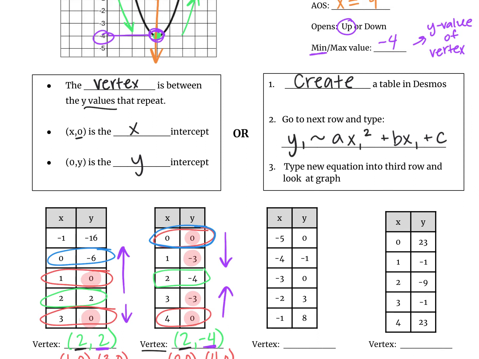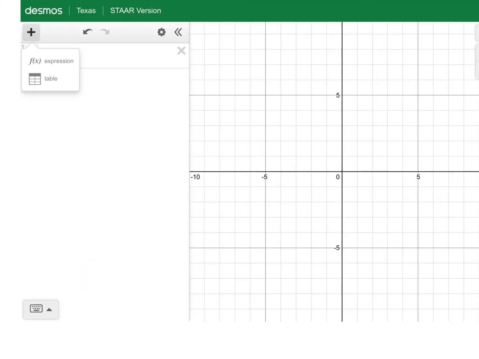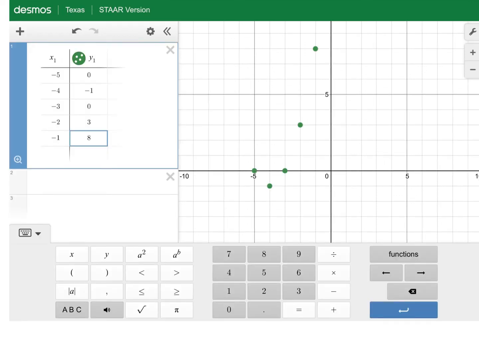So for these last two graphs, I'm going to show you how to do the regression in Desmos and find the key properties. So I just want you to follow along and then write out all of our key properties that we need to find. All right, so once you're in Desmos, you're first going to click on this plus button, and then you're going to create a table. Here I have already created the table, and that's the third graph on your notes.